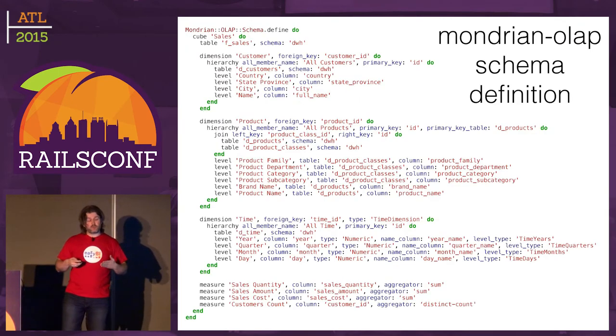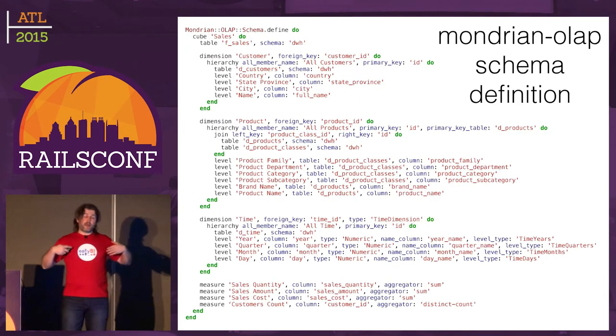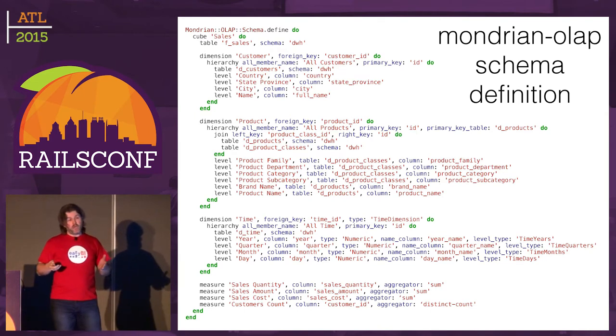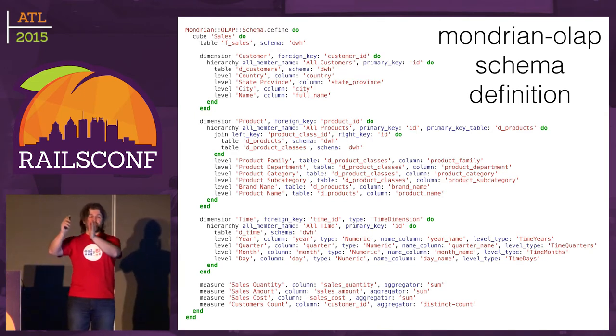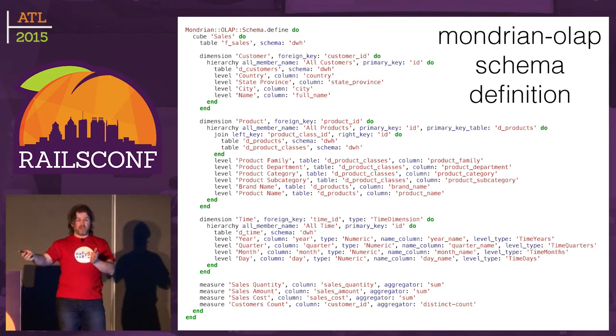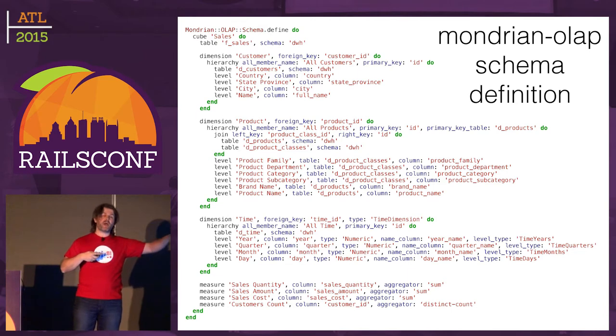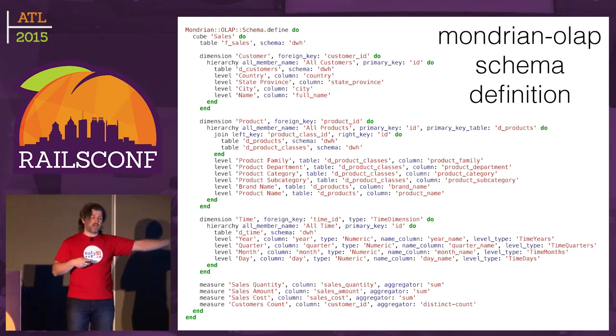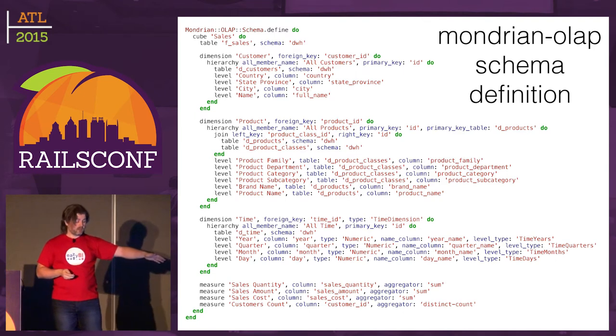The first thing that we need to define is this Mondrian schema, where we do the mapping of these dimensions and measures that our users will use and which represent these business terms. And we need to map them to the fact and dimension tables and columns where the data are stored. So let's look at examples.